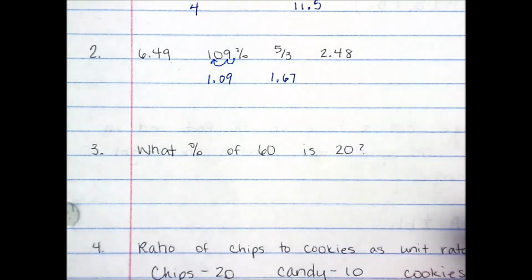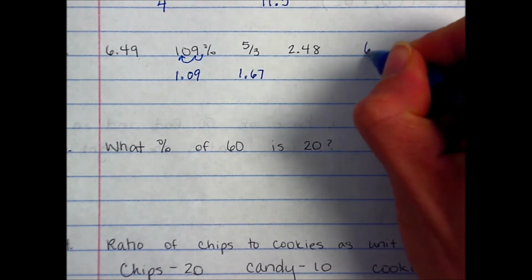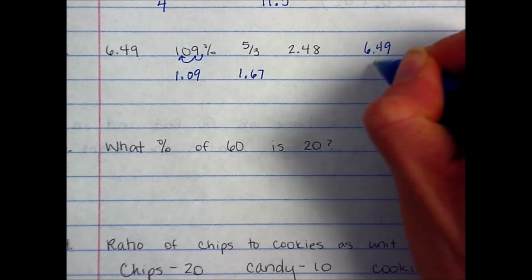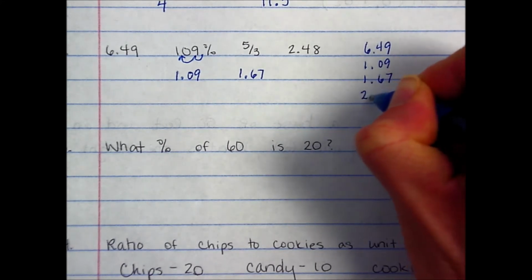So now I can put them in order from least to greatest. So I'm going to line them up vertically. 6.49, 1.09, 1.67, and 2.48.